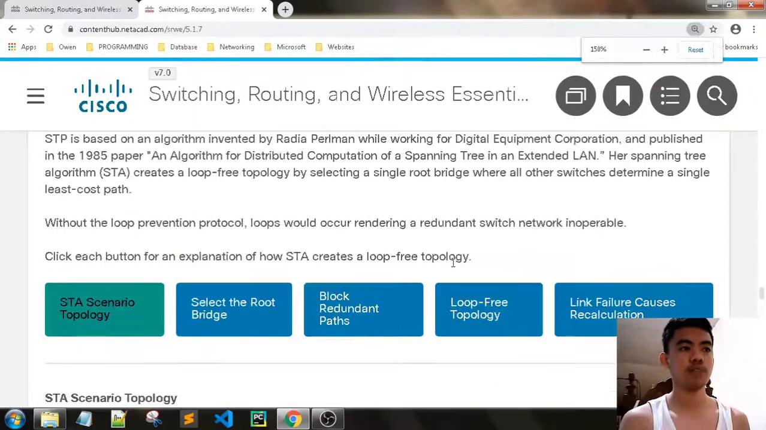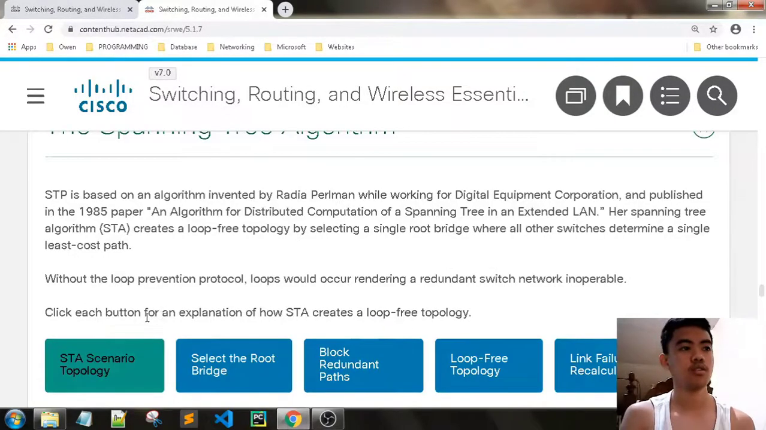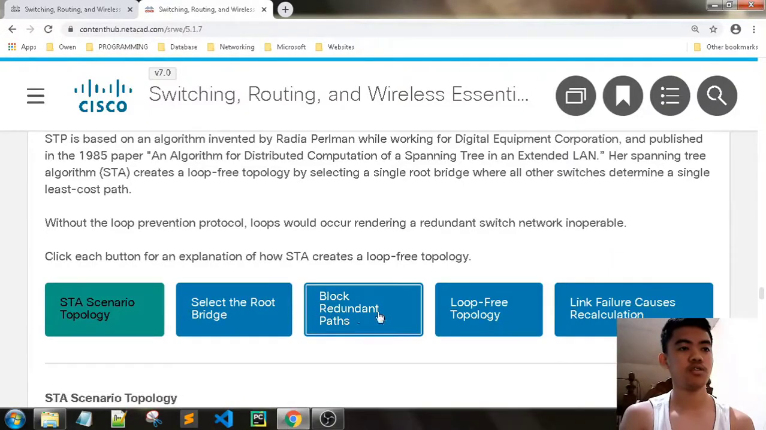Here we have the Spanning Tree Algorithm. STP is based on an algorithm invented by Radia Perlman. I have here the explanation of STA, how STA creates a loop-free topology.